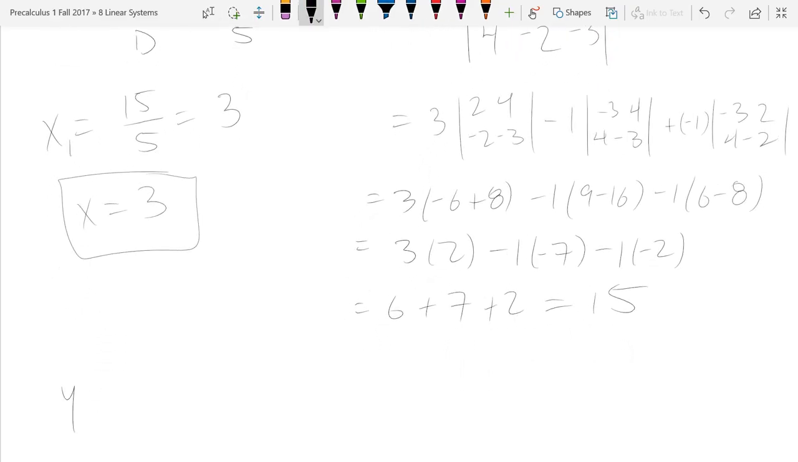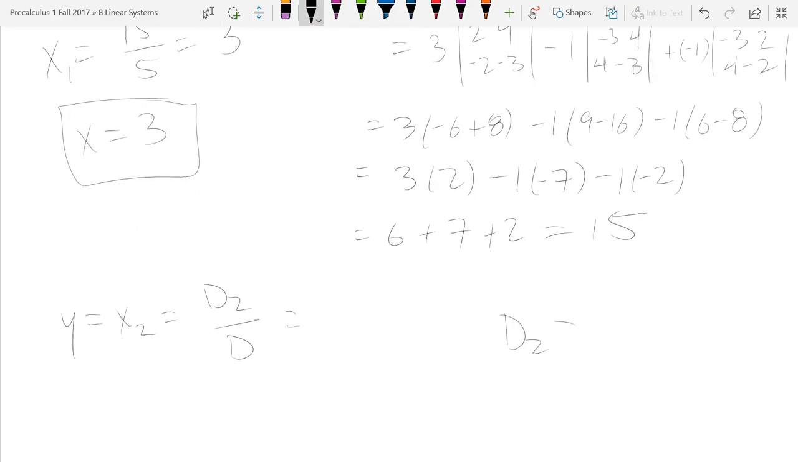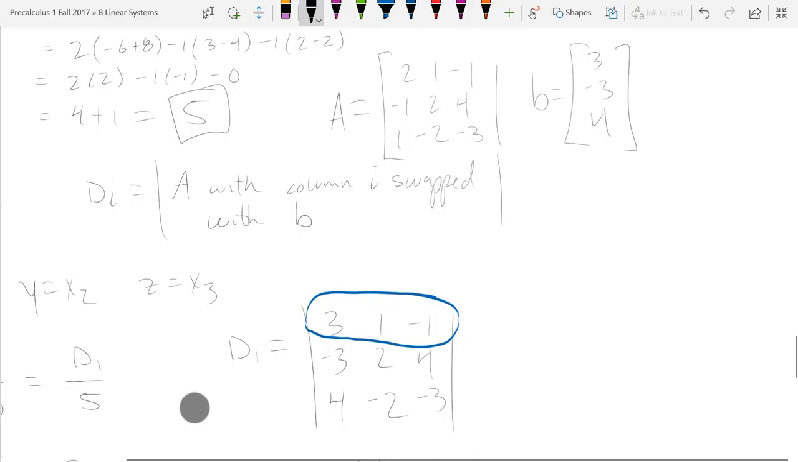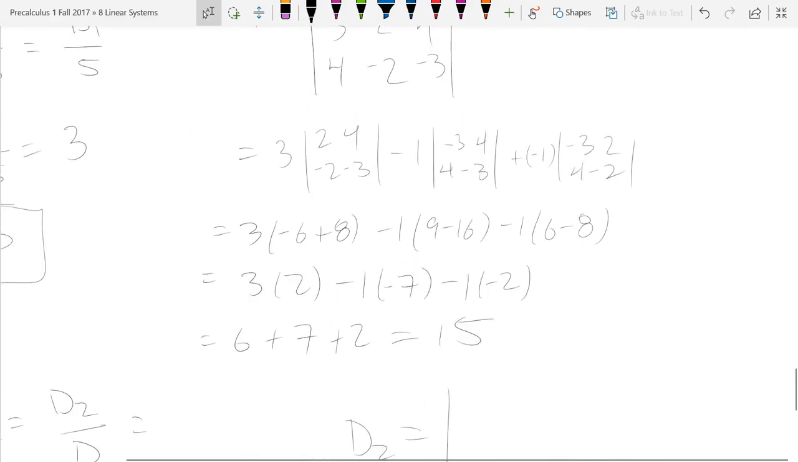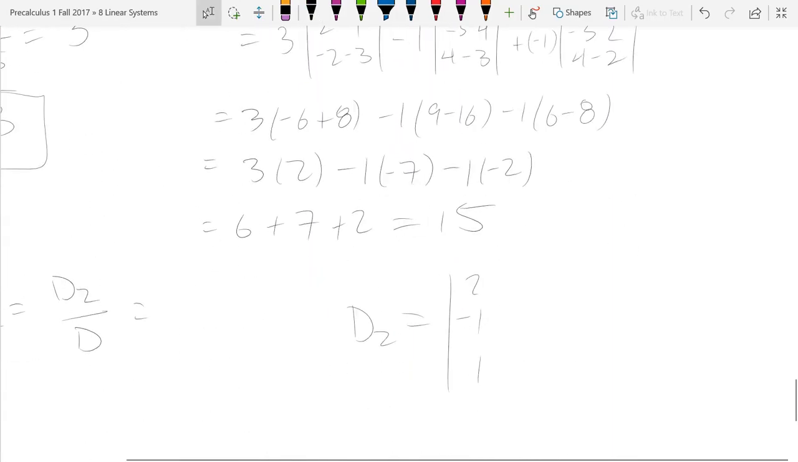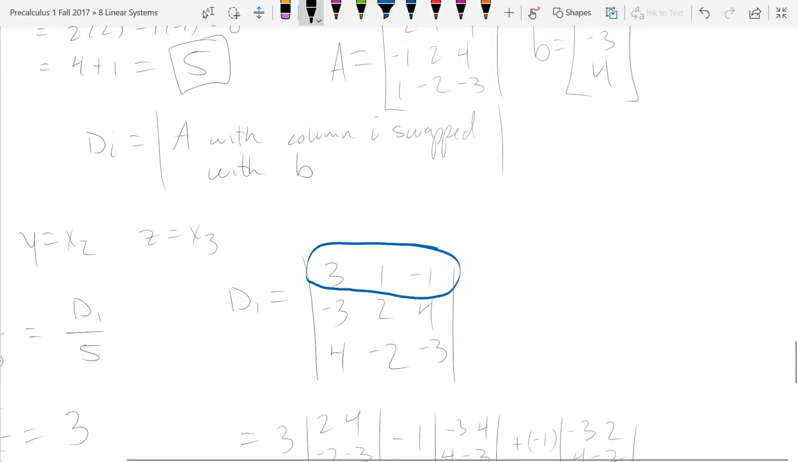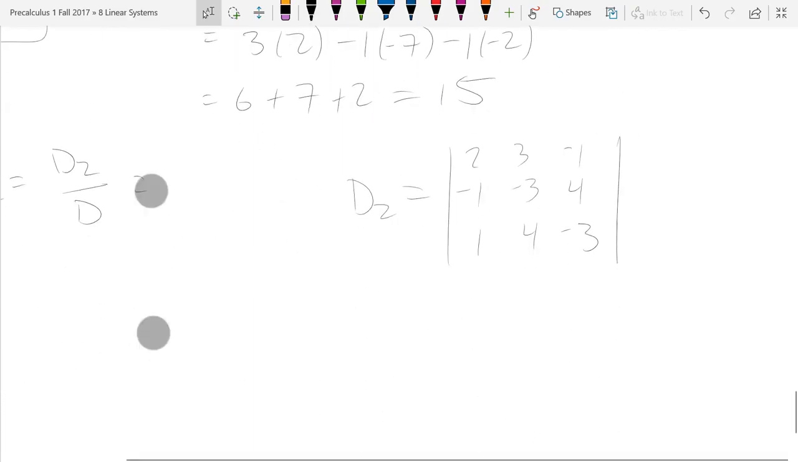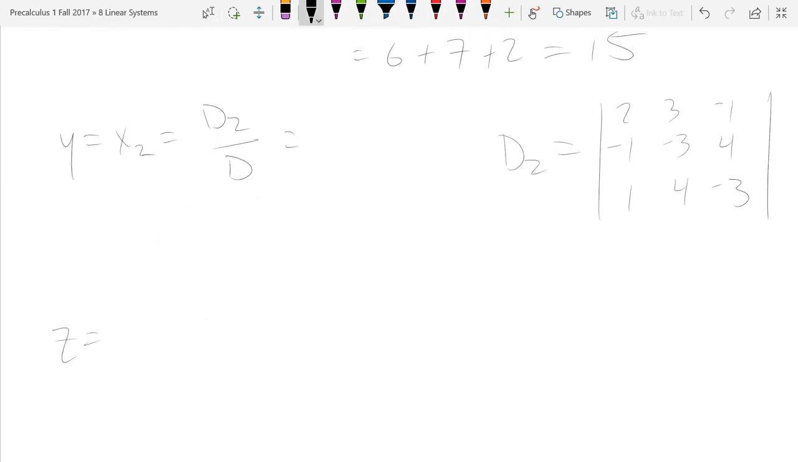For y, the second variable, you could also call it x2, so it's going to be D2 over D. We need to find D2, the determinant of the A matrix with column 2 swapped out. The first column will be 2, negative 1, 1. The second column is the constant 3, negative 3, 4. The third column is the regular third column, negative 1, 4, negative 3. And then the last variable, z, will be D3 over D, and you can figure out that matrix.